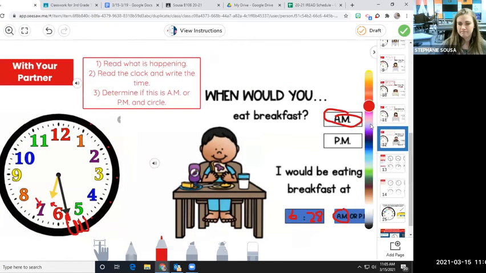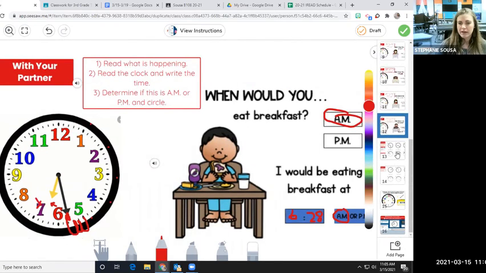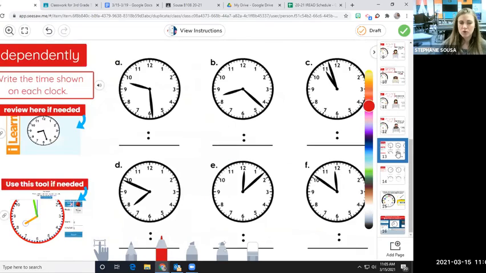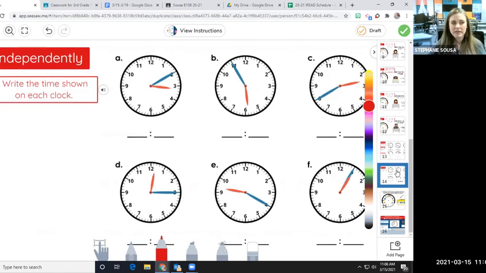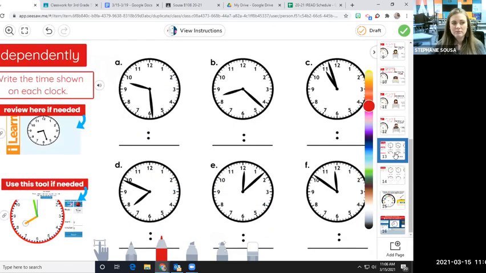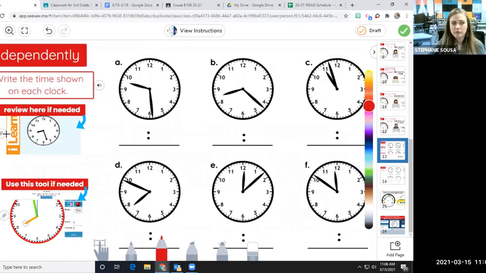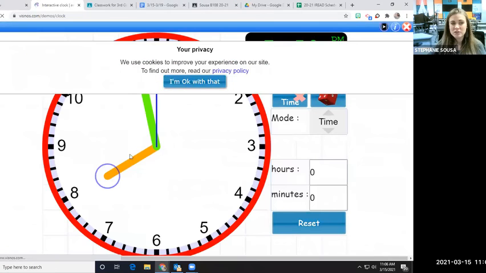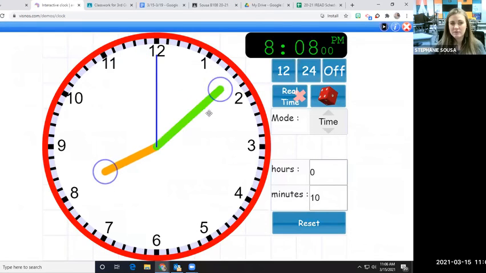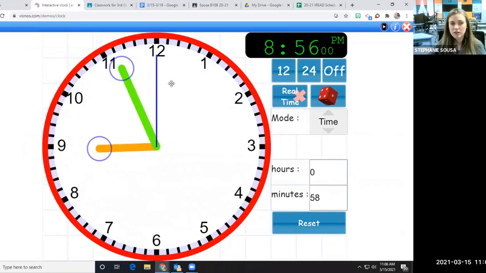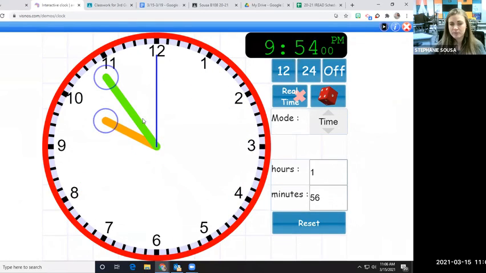Okay. You are now to your independent work today. Your independent work is on slides 13 through 16. On slides 13 and 14, you will write the time shown on each clock. If you would like a video for review, you can click on that link to watch that video to review the skill. You may also utilize this tool to build the times to see what they would look like if this will help you. Okay?